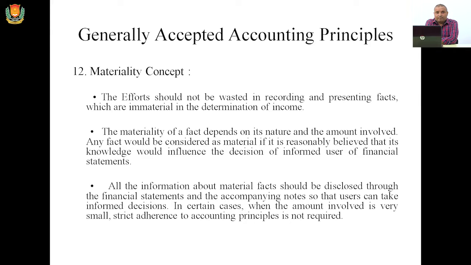If you record pens, pencils, erasers, papers separately, then the cost of recording these purchases will be more than the cost of the pens, pencils, erasers, etc. That's why they are combinedly grouped into one category and we call it stationery. Whether paper has been purchased, whether a pen has been purchased, whether an eraser has been purchased, whether a register has been purchased, all will be entered under the head stationery. This is the concept of materiality. Materiality means only material facts will be recorded. Immaterial things will not be recorded.